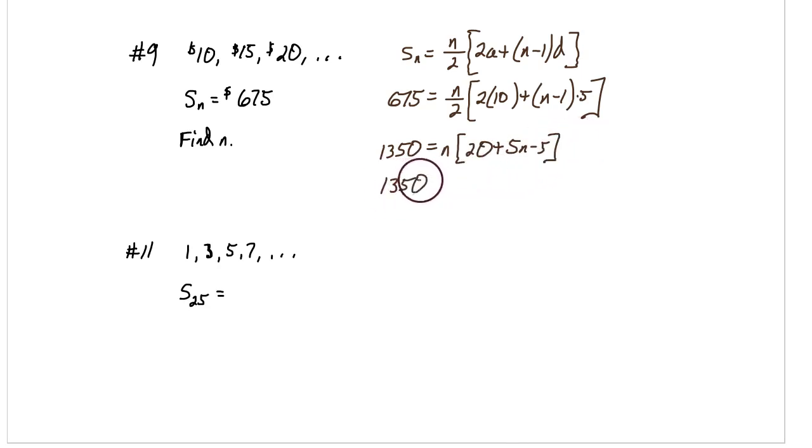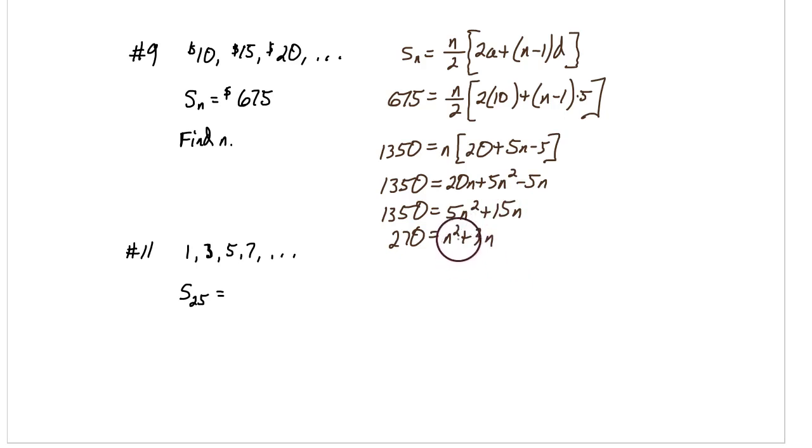Next step, let's distribute the n. So 20 times n is 20n, 5n times n is 5n squared, and negative 5 times n is negative 5n. Those n terms can be combined together. We have 1350 is equal to 5n squared plus 15n. Now all numbers will divide by 5, so let's do that. That makes 270 is equal to n squared plus 3n.